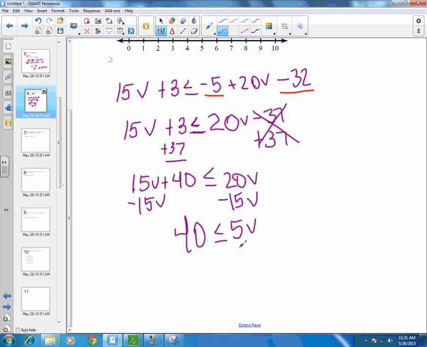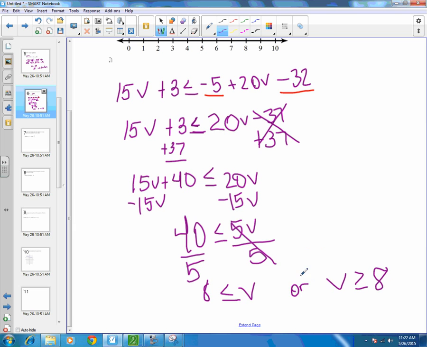If you went ahead and you moved the 20 to the other side and the 3, that's fine too. You're just going to need to remember, if you multiply or divide by a negative number, you need to flip your sign. So last step is divide by 5. This is not negative here, so I don't need to worry about flipping my sign. 40 divided by 5 is 8. 8 is less than or equal to v. And this is the same thing as v is greater than or equal to 8.